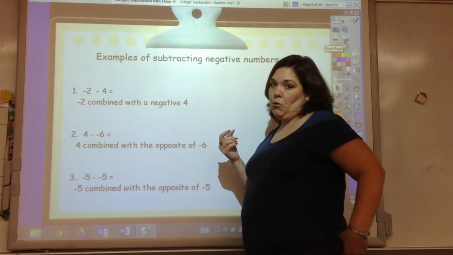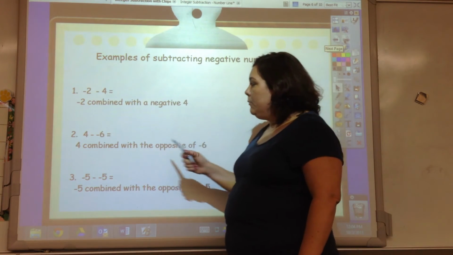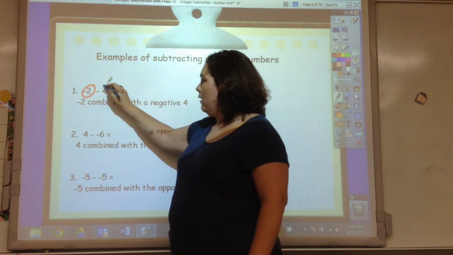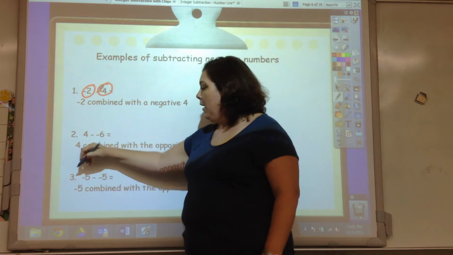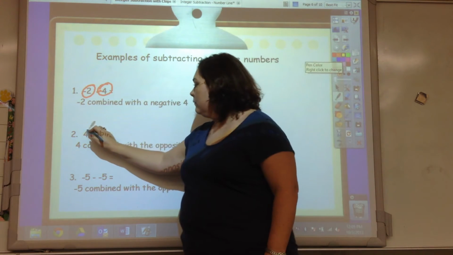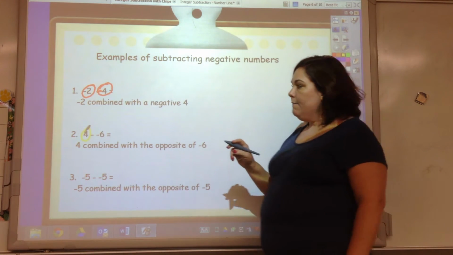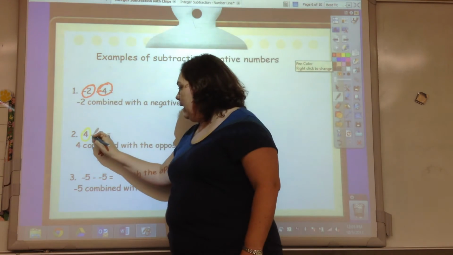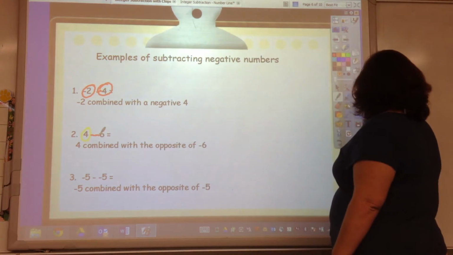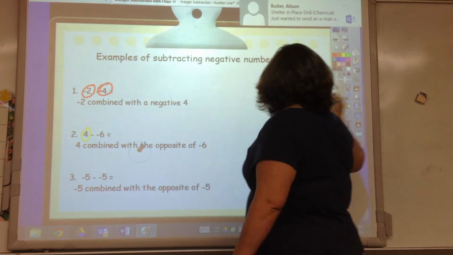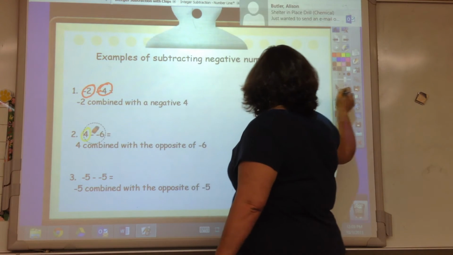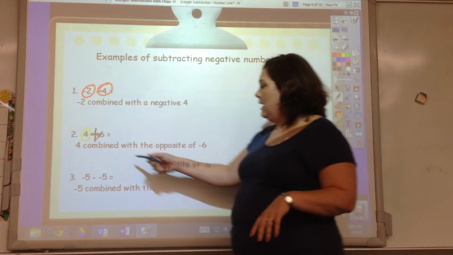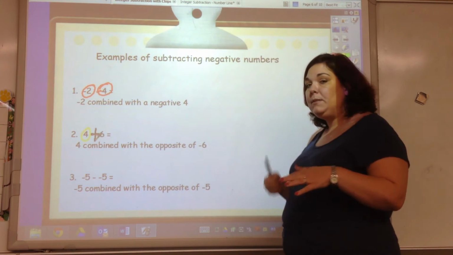So let's look at examples of subtracting with negative numbers. So the way you would read this is -2 combined with a -4. And this is +4. And this is where it gets a little tricky. Every time you see a negative, it is as if you take a big line, I'm going to use red, you take a big line and you turn it to a positive. So now that negative is saying combined with the opposite of -6. The opposite of -6 is +6.